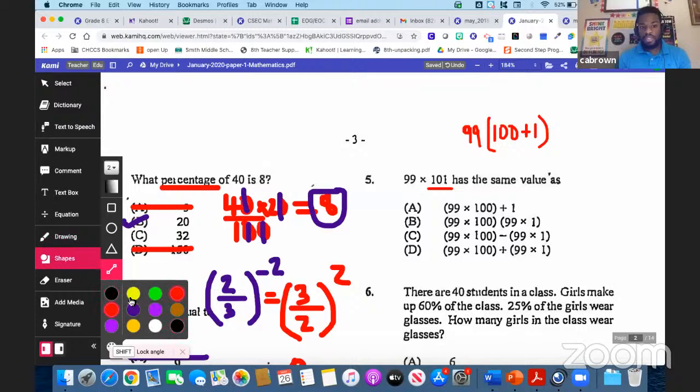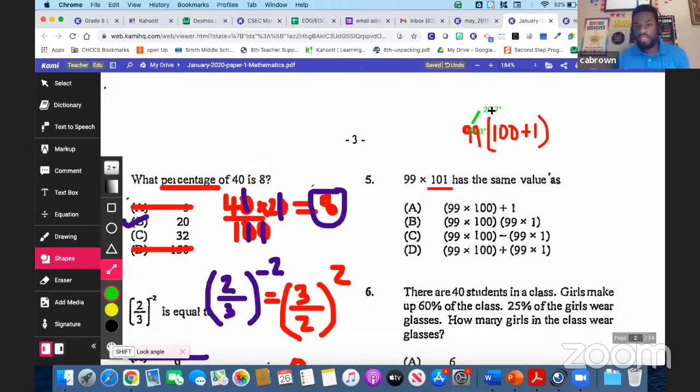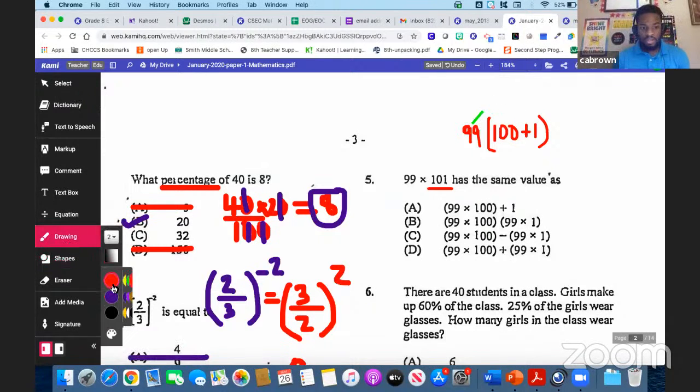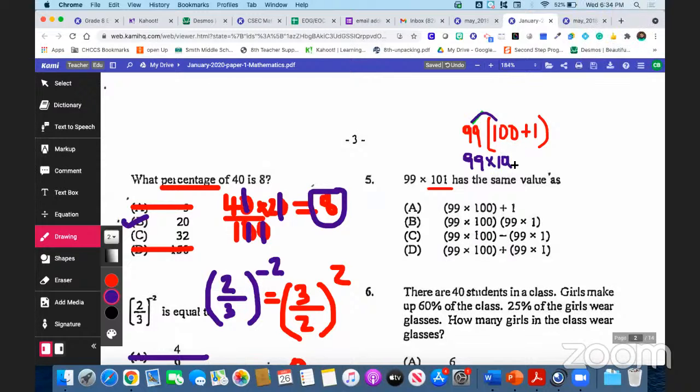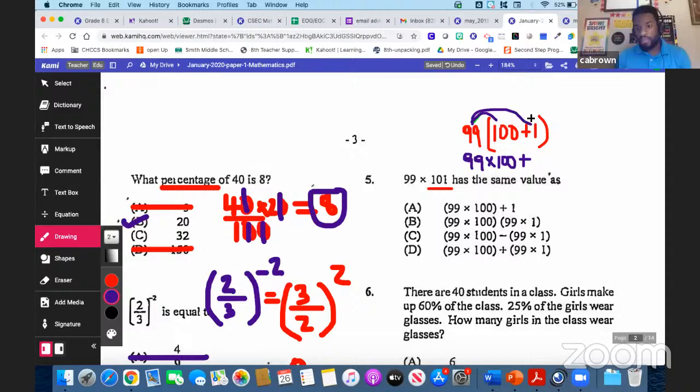The distributive property states that whatever is on the outside is multiplied by whatever is on the inside. So 99 times 100, plus 99 times 1.